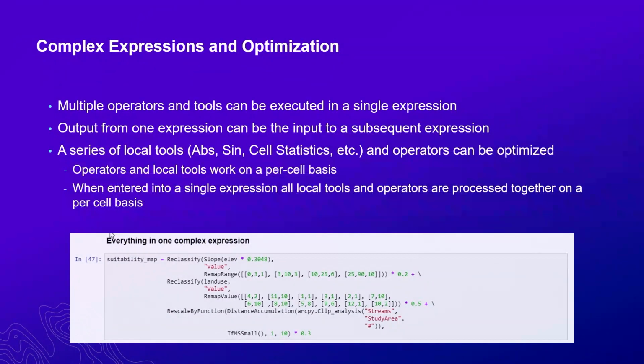We also mentioned that the power in Map Algebra is creating complex expressions, so you can combine many tools, operators, and functions. You can use one output as input to another one, as we said, but the most important thing to take away from here is that if you are doing local operations, or operators which work on a cell-by-cell basis, you can string them all together, and when you execute, they work in one shot, which makes it more performant.